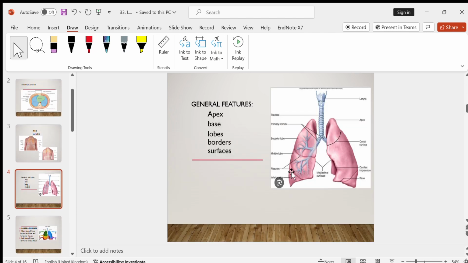Now, the general features of the lungs are such that it has an apex at the top, a base here, various borders, the anterior border and the posterior border, various surfaces. This is the costal surface and the medial side has the mediastinal surface.